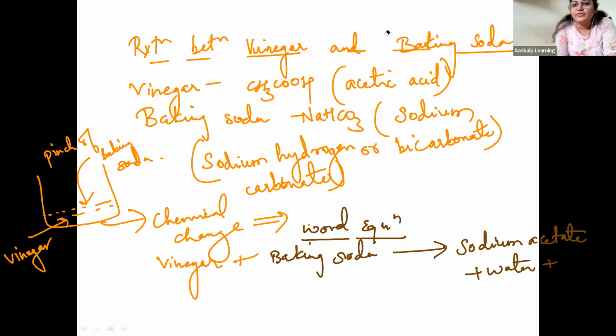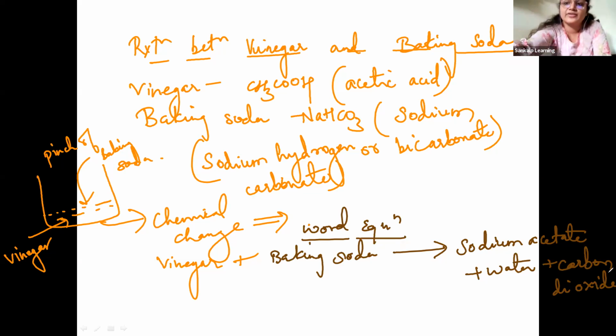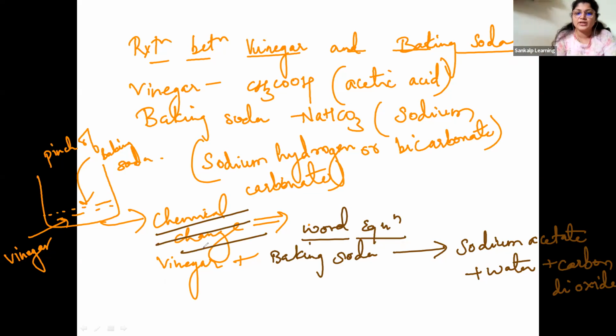So evolution of gas. When there is evolution of gas, which gas is it? It is nothing but carbon dioxide gas. Whenever you open the soda bottle, carbon dioxide gas is compressed. When you release it, the carbon dioxide gas will release out. So that is the effervescence, the evolution is due to the carbon dioxide gas, indicating that there is a chemical change.